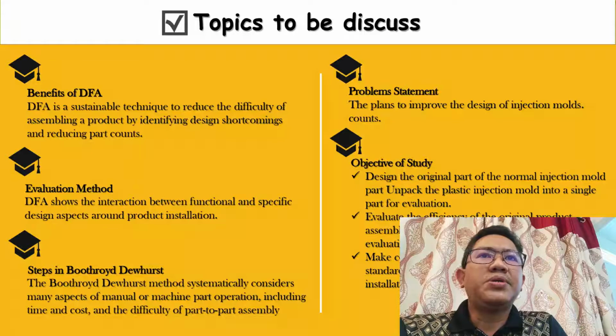Boothroyd-Dewhurst. The Boothroyd-Dewhurst method systematically considers many aspects of manual or machine part operation, including time, cost, and the difficulty of part assembly. Instead of paying special attention to the component or design being addressed, time and cost are obtained by classifying the components, coding them according to the rules, and finding the time and cost in table groups by code.